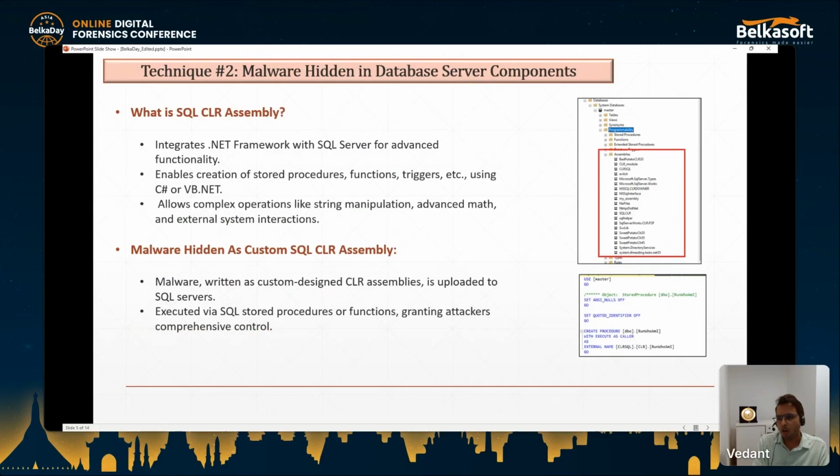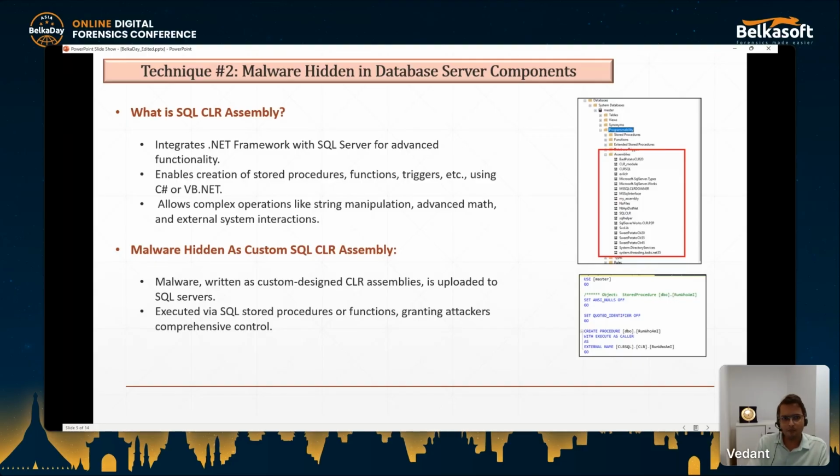We are all nowadays interacting with databases, even when using any application, because data is being stored in a database server. Popular databases include MS SQL Server, MySQL, MongoDB, Redis, etc. What we have observed is that threat actors are compromising the databases and hiding themselves in the database components itself.